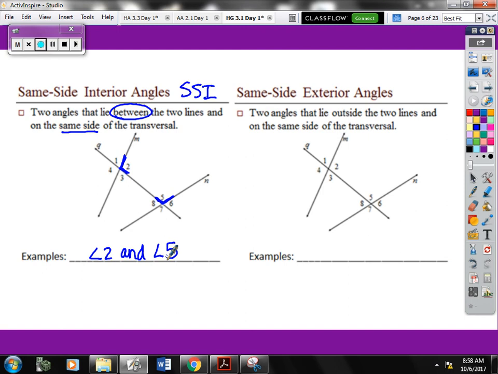Last type we have here are same side exterior, SSE. Those are exactly what they sound like. They're on the same side of the transversal, but they're outside of the lines. So exterior, angle 1 is outside of the two lines. Same side, angle 6. These are both exterior, outside of the lines, and they're on the same side of the transversal.